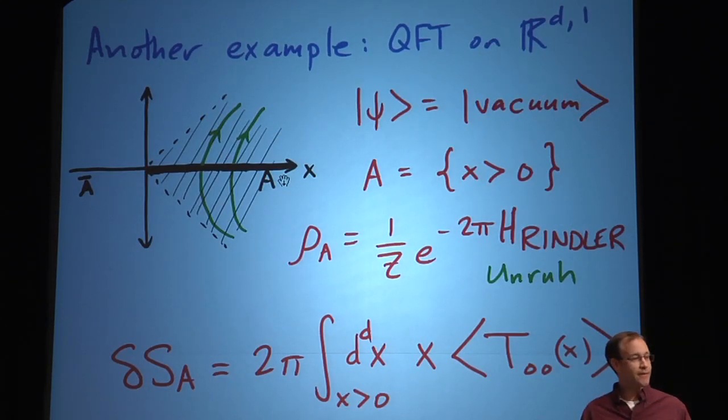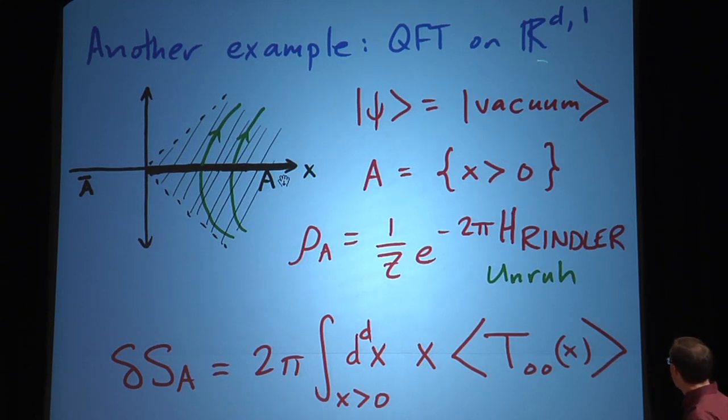So next, I'll talk about a quantum field theory example. So if you have any quantum field theory on Minkowski space, then a famous result is that in the Minkowski space vacuum, the density matrix for the half space is a thermal density matrix where the Hamiltonian is taken to be the Rindler Hamiltonian, which is just the generator of boosts in this wedge of space-time. Okay, so this is the famous result of Unruh, equivalent to saying that accelerated observers will see a thermal spectrum of particles. Okay, so in this case, again, we have an explicit expression for the density matrix.